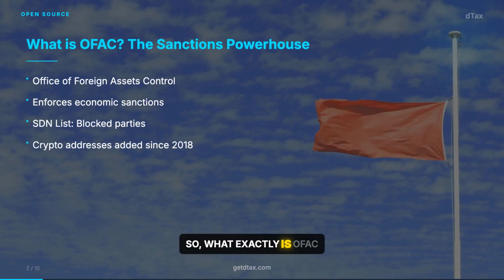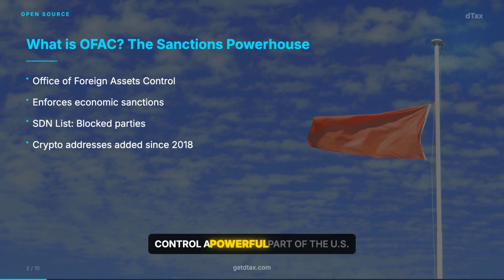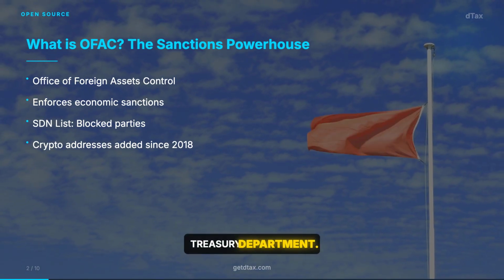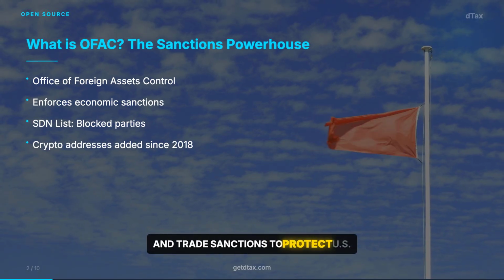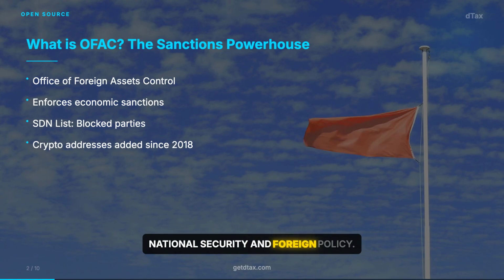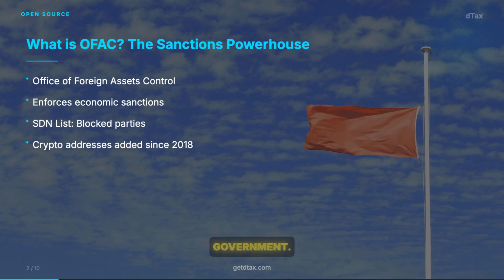So what exactly is OFAC? It stands for the Office of Foreign Assets Control, a powerful part of the US Treasury Department. Their job is to enforce economic and trade sanctions to protect US national security and foreign policy. Think of them as the financial watchdog for the US government.